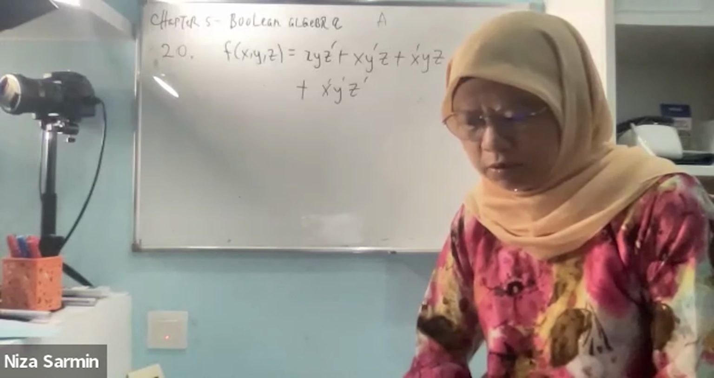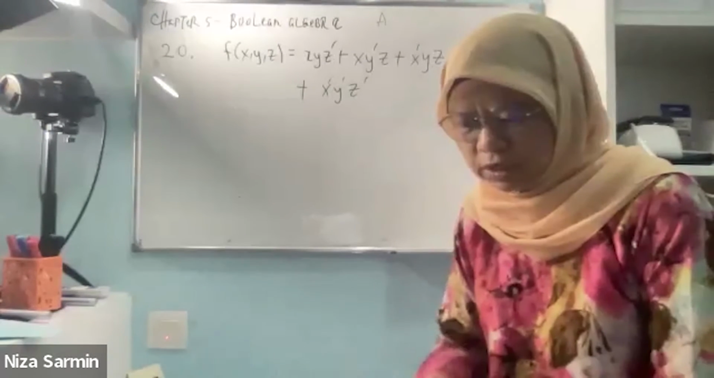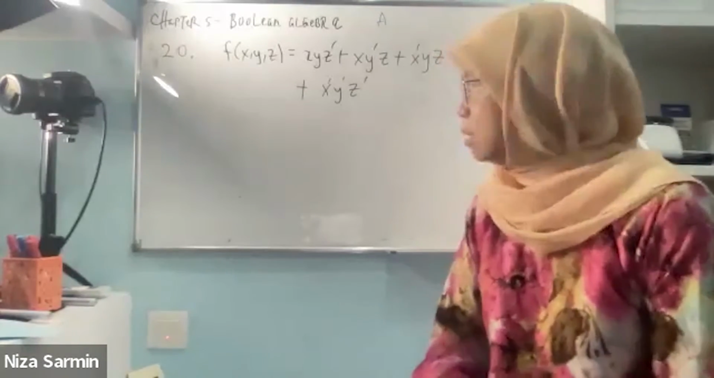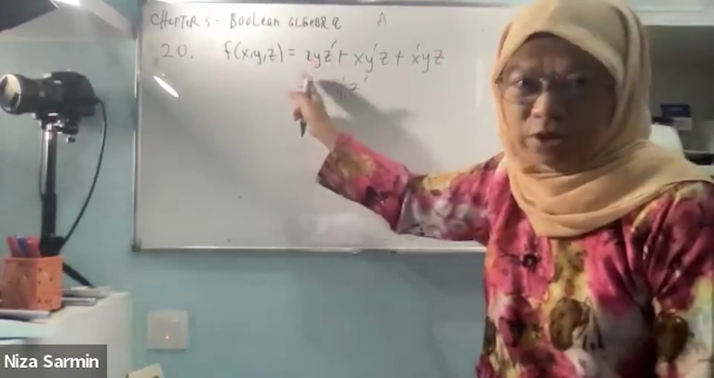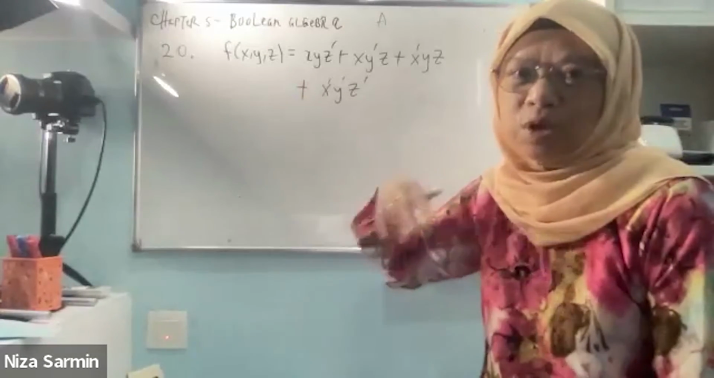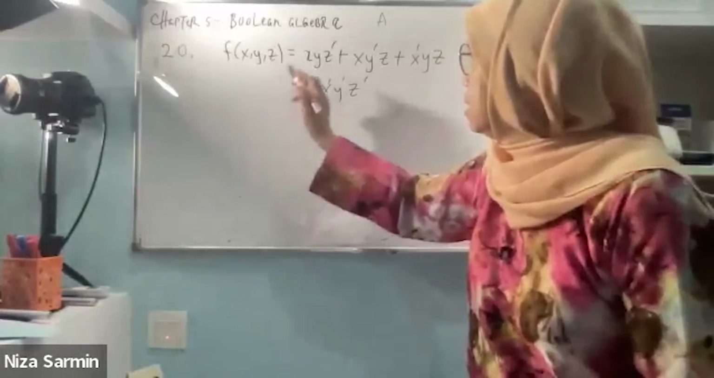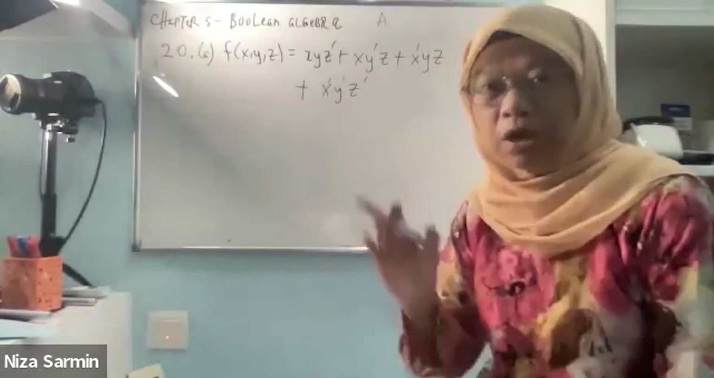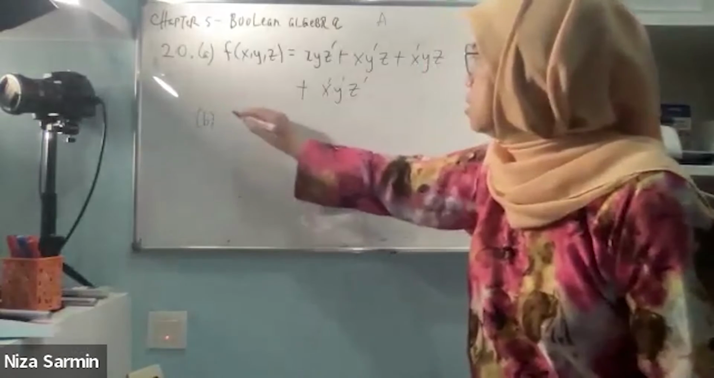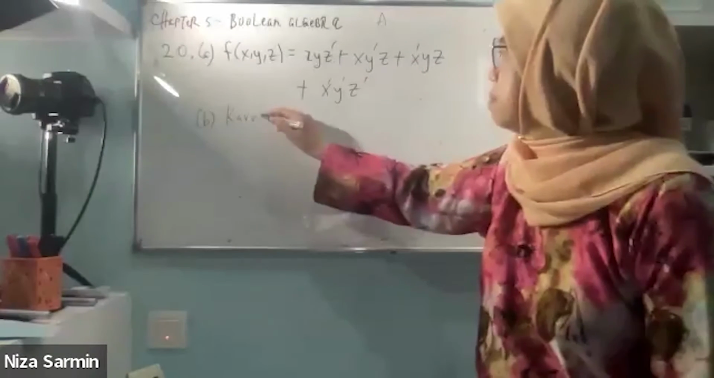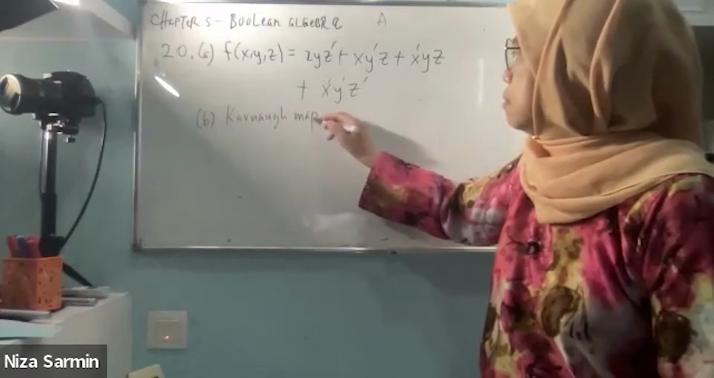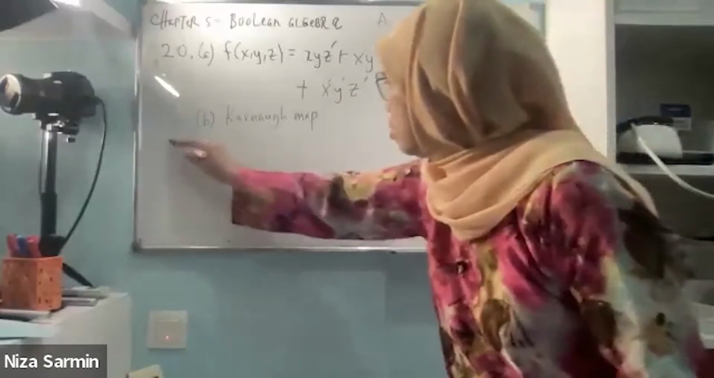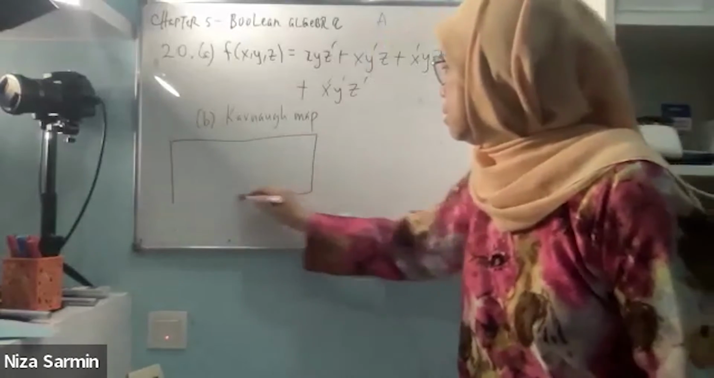The second one is to sketch a logic diagram. Normally in the question, in the test or final, you are not supposed to draw the logic diagram for this because it's long. So you have to find the minimum Karnaugh map, yeah? So part A is to write in the sum of product. B is to do the Karnaugh map. Okay, so you have to draw a Karnaugh map, right?